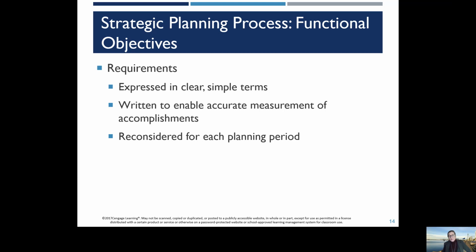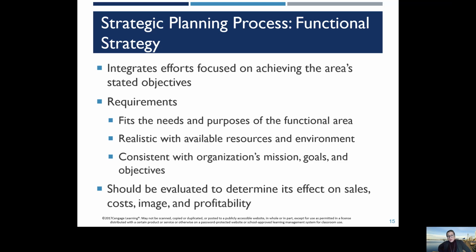So it has to be recognisable in the marketplace. It's not just about what the organisation says, it's about how the market interprets. Within the strategic planning process, there has to be recognisable functional objectives. These objectives need to be expressed in a measurable manner, and they need to be revisited and reconsidered in each planning period, typically a year, but might have to be more frequent than that if we're dealing with a highly volatile or dynamic marketplace.